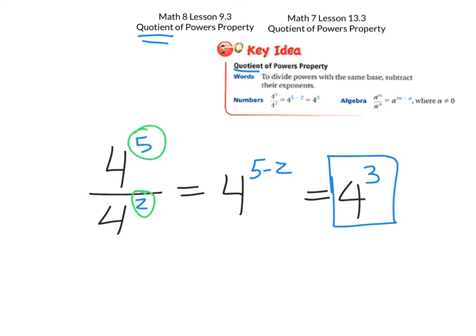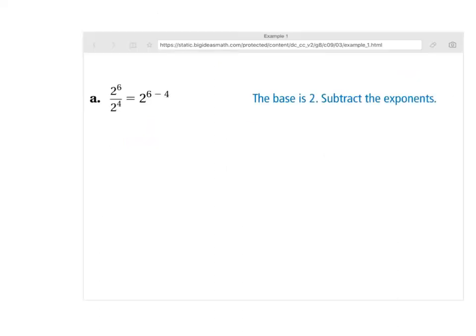All right, so when you see division with powers, as long as they have the same base, then you can subtract the exponents to simplify. So let's look at an example. All right, so here's example 1. Put this in your journals.